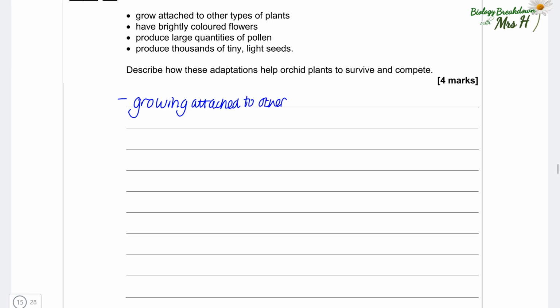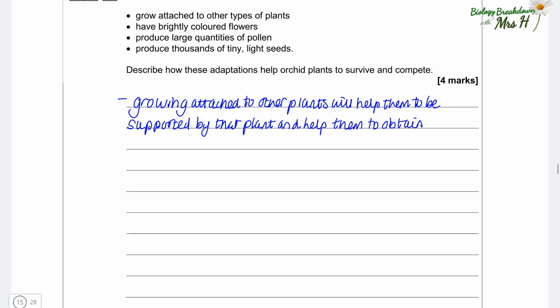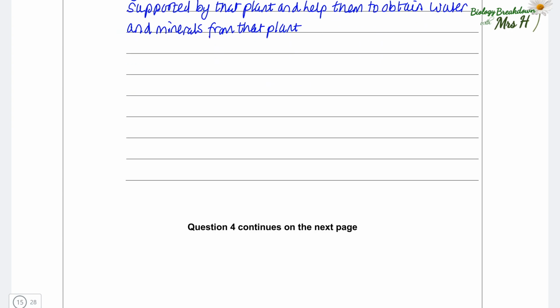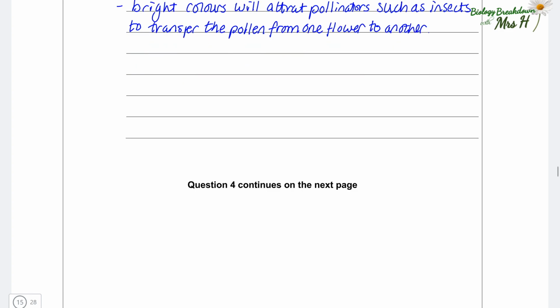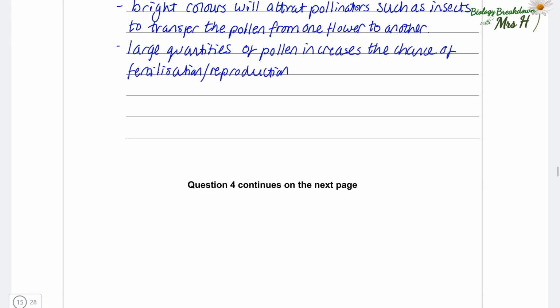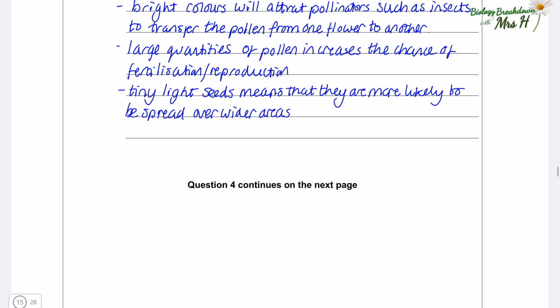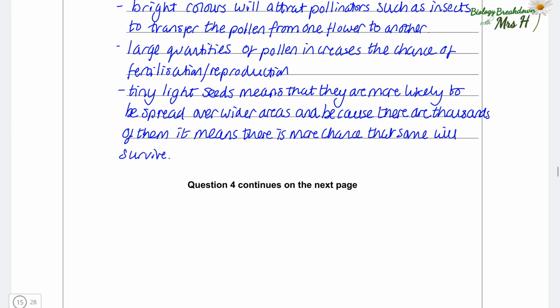Growing attached to other plants is going to help them to be supported by the plant they're growing on, and that's also going to help them to obtain the water and the minerals from that plant. Then the bright colours will attract pollinators such as insects to transfer the pollen from one flower to another, so we can have fertilisation going on there. Large quantities of pollen increase the chances of fertilisation and reproduction. And if we've got tiny light seeds, then that means they're going to be more likely to spread over wider areas. It's going to be easier for them. And because there are thousands of them, it means there's more chance that some are going to survive.